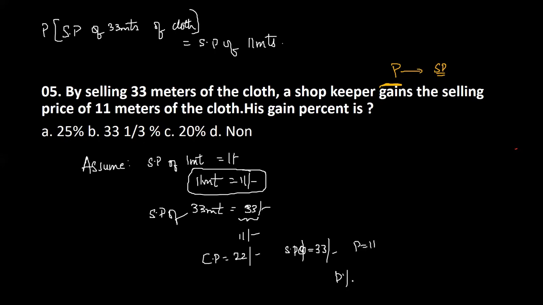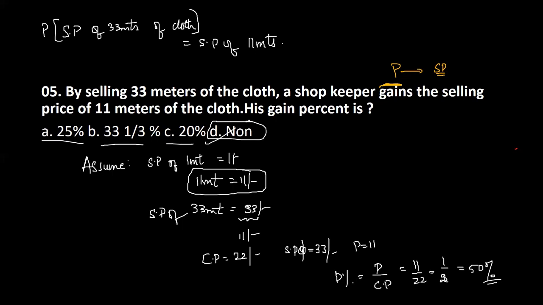Now you have to find out the profit percentage. Profit is always calculated on the cost price, so profit by cost price is 11 by 22, which is 1 by 2, which equals 50%. Now, do we have 50% anywhere in the options? No. So we go with option D, none.